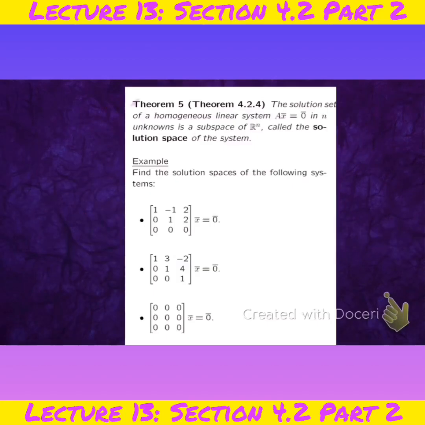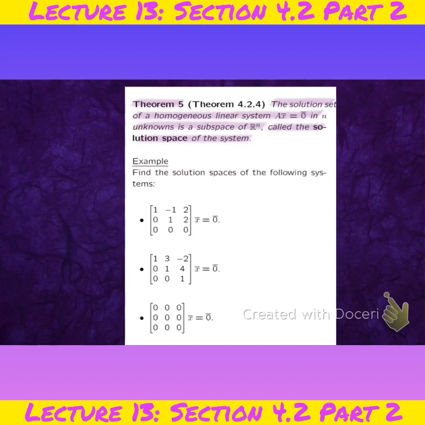All right, the last theorem, Theorem 5, says that the solution set of a homogeneous linear system, AX equals 0, in n unknowns is a subspace of Rn, and it's called the solution space of the system. Now Rn, we know what the vectors in Rn look like. It's all n-tuples where each component is a real number. So the solution space happens to be a subspace of Rn. Now why is the solution space a subspace of Rn? How do we prove this?